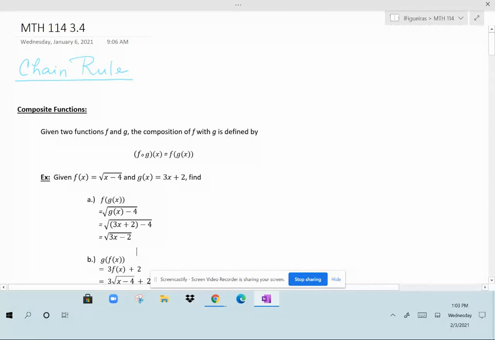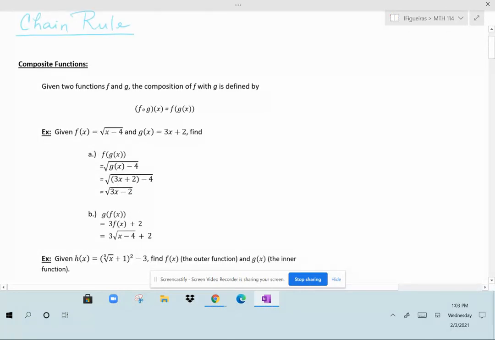Okay, if I use the same two functions but did the work in the opposite order, g of f of x, that means f of x is the input to g of x. So the square root of x minus 4 replaces the x in g of x, which is what I wrote here. But we know that f of x is the square root of x minus 4.